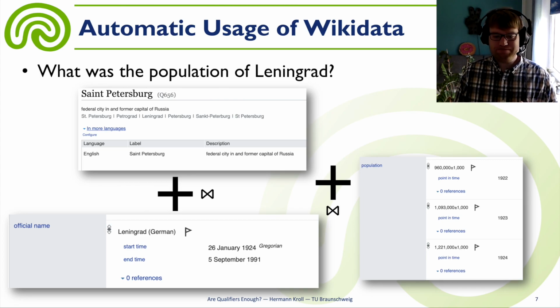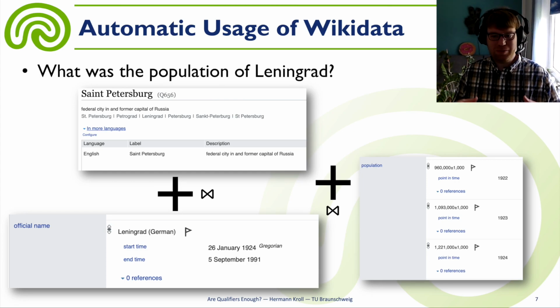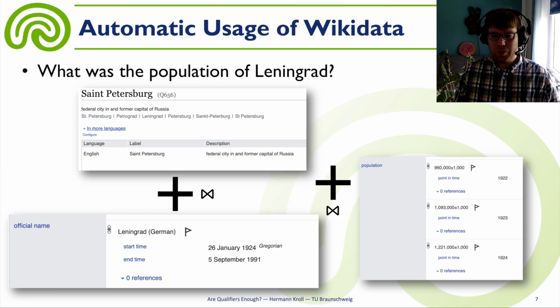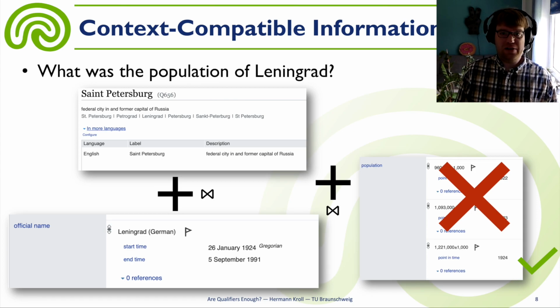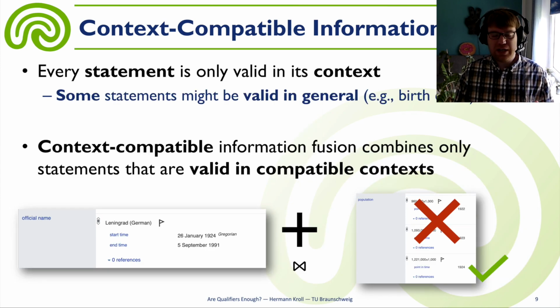So what should we do then, right? Select a population within the time frame. So Wikidata states that Leningrad is only valid in this time span, but which population should we use? And our argument here is we should not use some population, we should only use populations which were counted in the same time interval, right? So that the information becomes so-called context compatible. They were both valid in the same time frame. And this is the argument for our work and why I'm here.